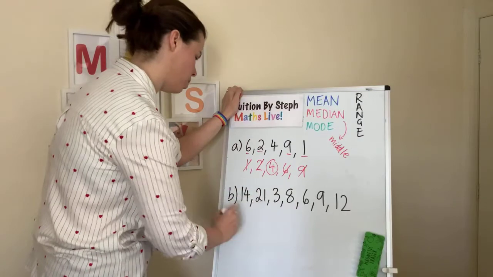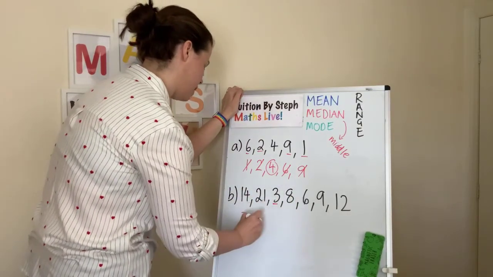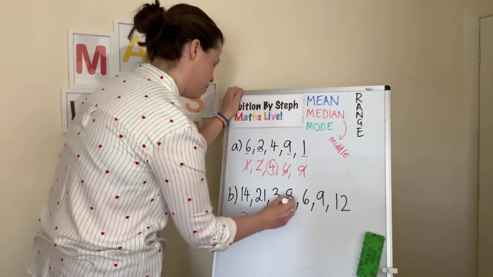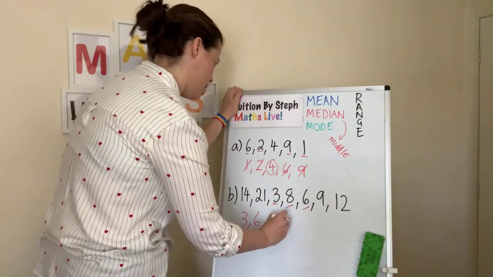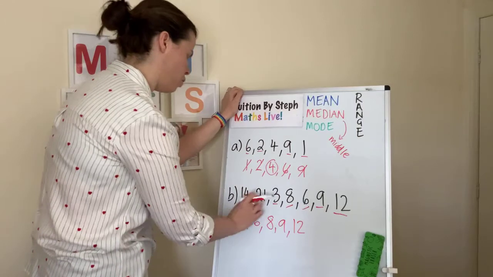And for this one, so we've got 3, 6 and 8. Oops, doing the wrong one there. 3, 6 and 8, just checking. 9 and 12. And then 14 and 21.